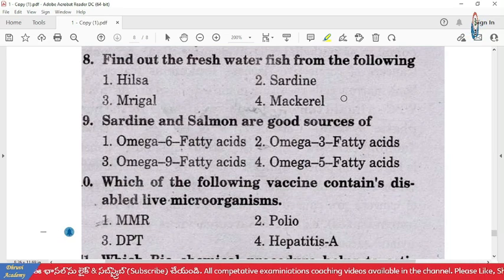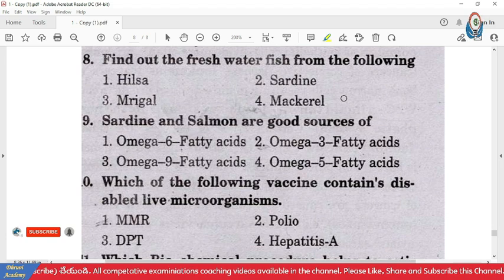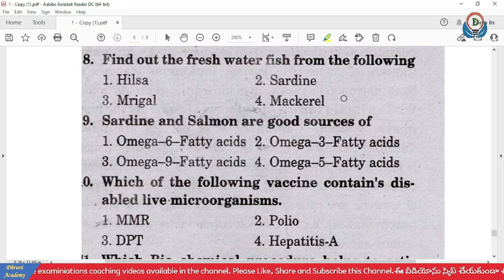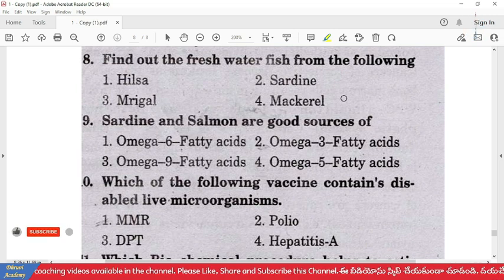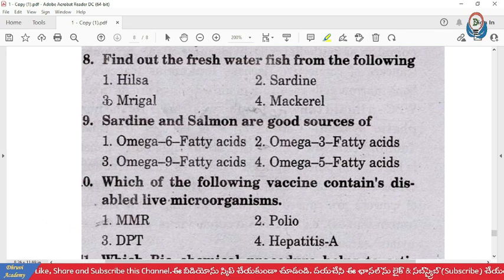Find out the freshwater fish from the following. Is it one Hilsa, or second one sardine, or third one Mrigala, and fourth one mackerel. Which is the correct answer? Its answer is: the freshwater fish from the following is the Mrigala.